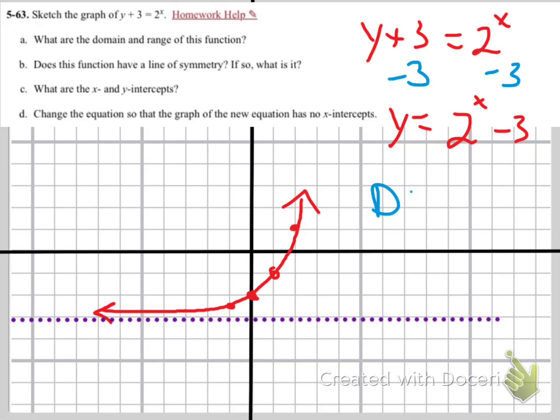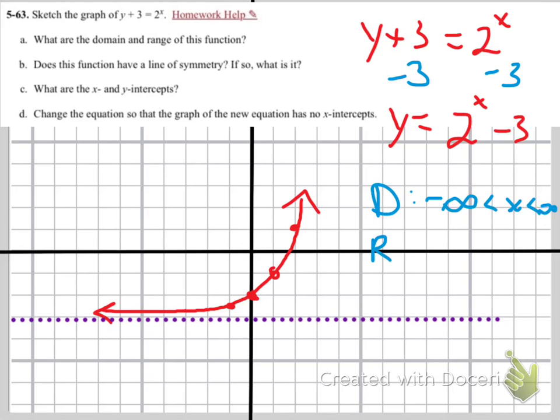So the domain for this function, it's going to go to the left forever, and it will go to the right as well forever. It's just going to take a little bit. It's going up very quickly here, but it will go to the right forever. I have every possible x value left and right. So my domain is all real numbers, or written as negative infinity is less than x, which is less than infinity.